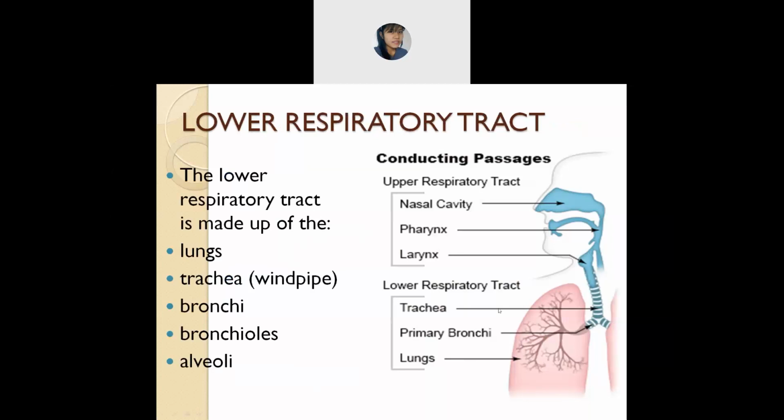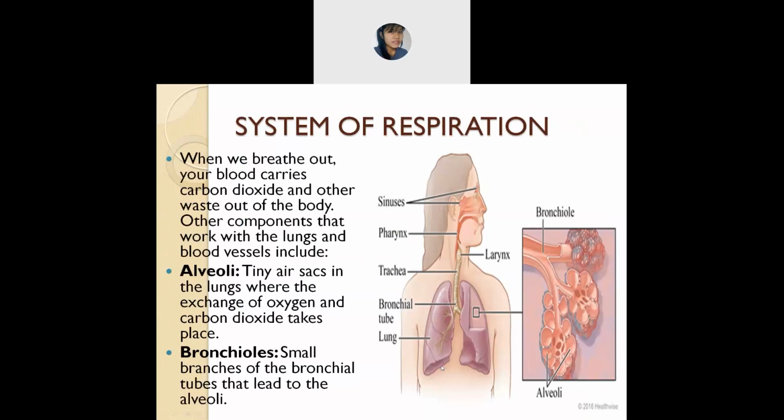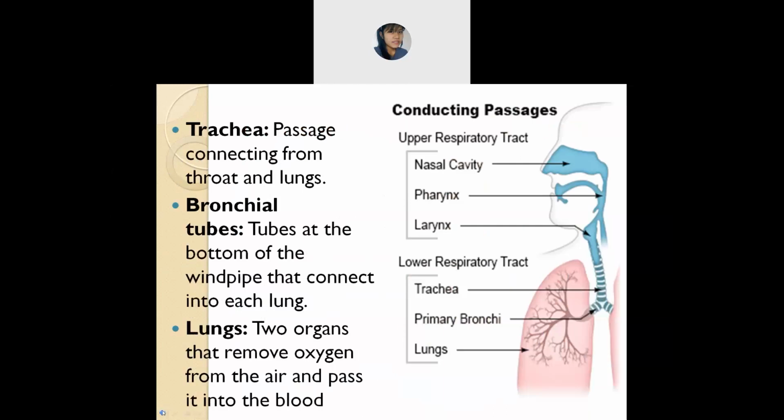Okay, next is the lower respiratory tract. In the lower respiratory tract, what will you find first? You will find lungs. Next you will find the trachea, which is also known as the windpipe. From here the wind comes, and it is like a pipe. Next is the bronchi. And next are the bronchioles. All these are like branches. They are known as bronchioles. And next is alveoli. Alveoli we will discuss in the next slide.